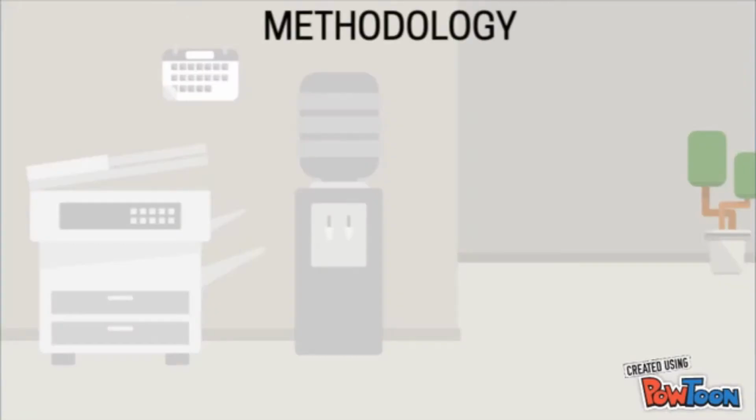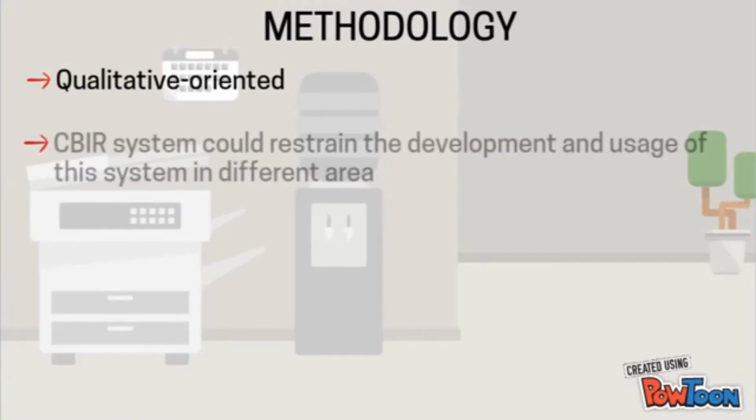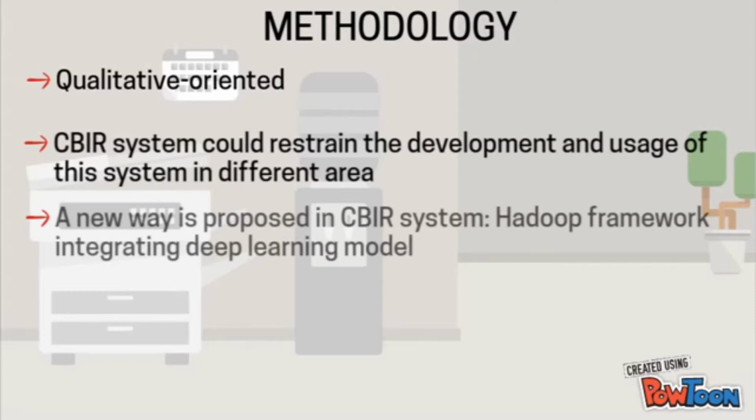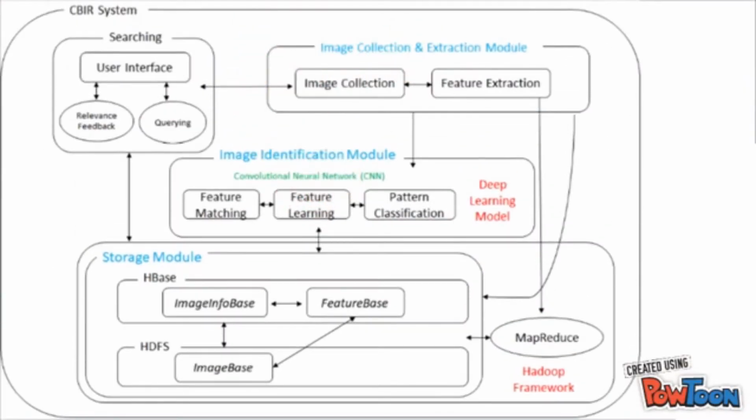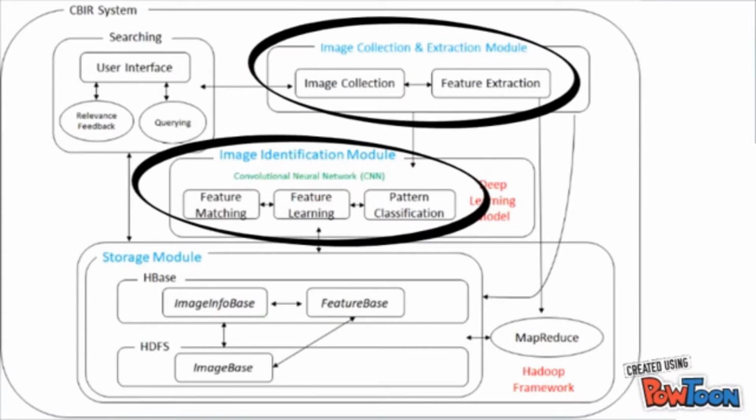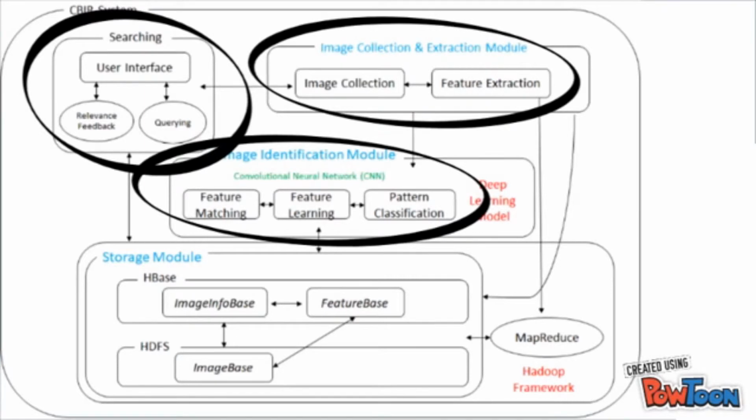The research methodology applied is qualitative oriented. The limitations of the CBIR system could restrain the development and usage of this system in different areas. Thus, a new way is proposed and adopted in the CBIR system, which is the Hadoop framework integrating a deep learning model to improve the system and enhance the image retrieval process. In general, the system can be categorized into three modules: image collection and extraction module, image identification module, and searching module.